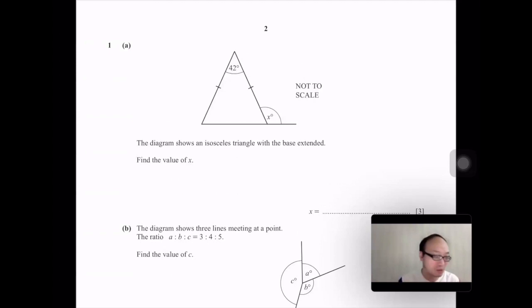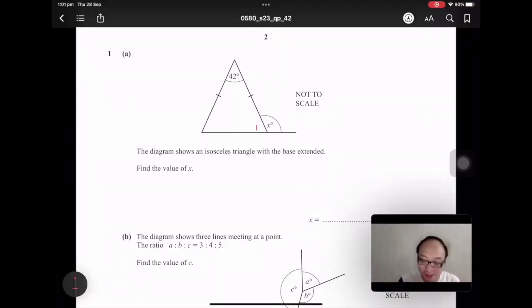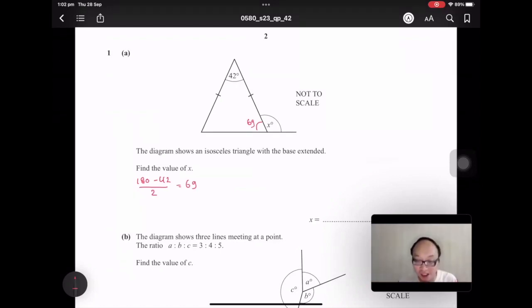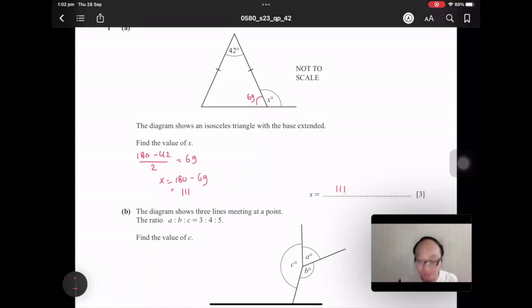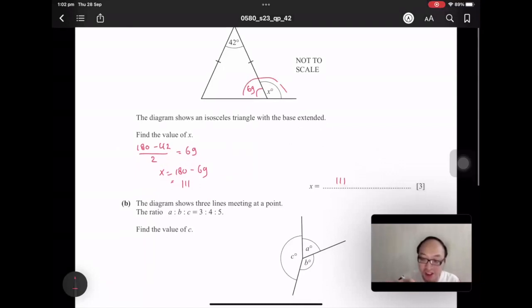With number 1. The diagram shows an isosceles triangle with the base extended. Find the value of x. For the isosceles triangle, to find the angle at the base is 180 minus 42 divided by 2. So this is 69. So that means x is 180 minus 69, 111. Yeah, because this is a straight line, so it comes up to 180.